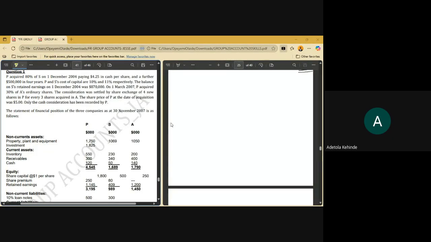Question 1. P acquired 80% of shares of S on 1st December 2004, paying $4.25 in cash per share and a further $500,000 in 4 years. P and S cost of capital are 10% and 11% respectively. The balance on S retained earnings on 1st December 2004 was $870,000. On 1st March 2007, P acquired 30% of A's ordinary shares. The consideration was settled by a share exchange of 4 new shares in P for every share acquired in A. The share price of P at the date of acquisition was $5. Only the cash consideration has been recorded. The statement of financial position of the three companies as at 30th November 2007 is as follows. All figures are deemed to be correct.